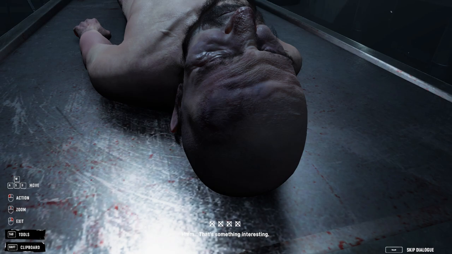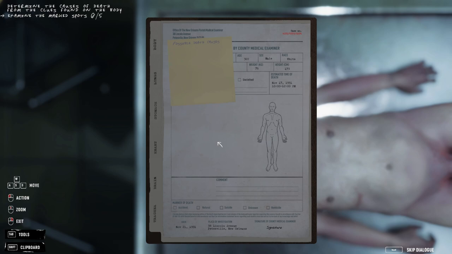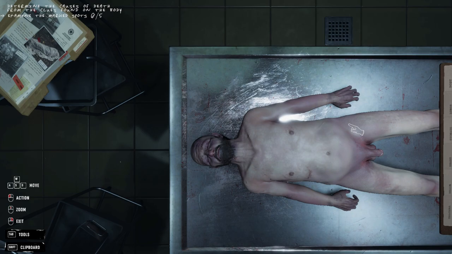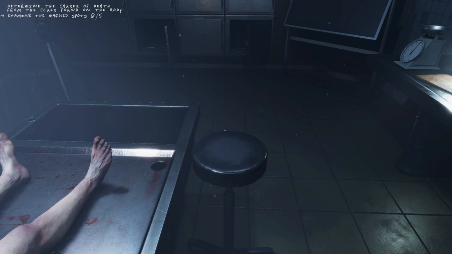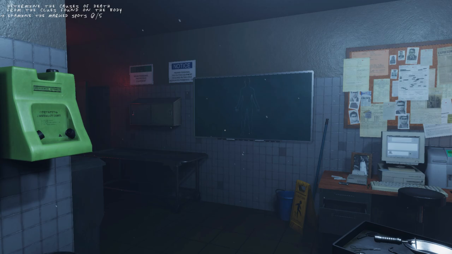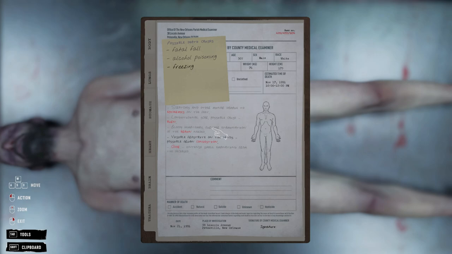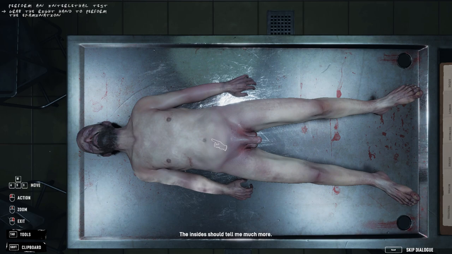That's something interesting. While making photographic documentation, the appearance indicates... We'll come back later to that. What do we have here? At this point, that's all I can do based on all traces on the body of the deceased. The inside should tell me much more. Let's move back to the body.